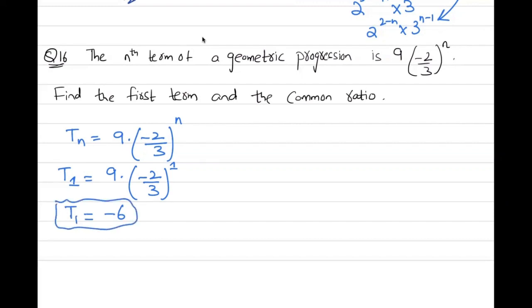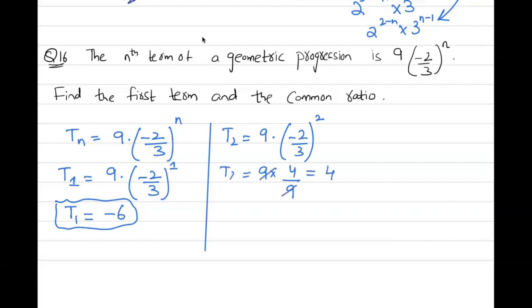Okay. Now, in order to find the common ratio, do you guys agree that I need the second term? Yes, sir. So the second term T2 using this formula is simply going to be 9 times minus 2 upon 3 to the power of 2. So that's going to be 9 times 4 upon 9. So the second term comes out to be 4. Now, what is the common ratio? Common ratio means the ratio of consecutive terms. So that is going to be T2 upon T1, that is 4 upon negative 6, that is negative 2 upon 3.